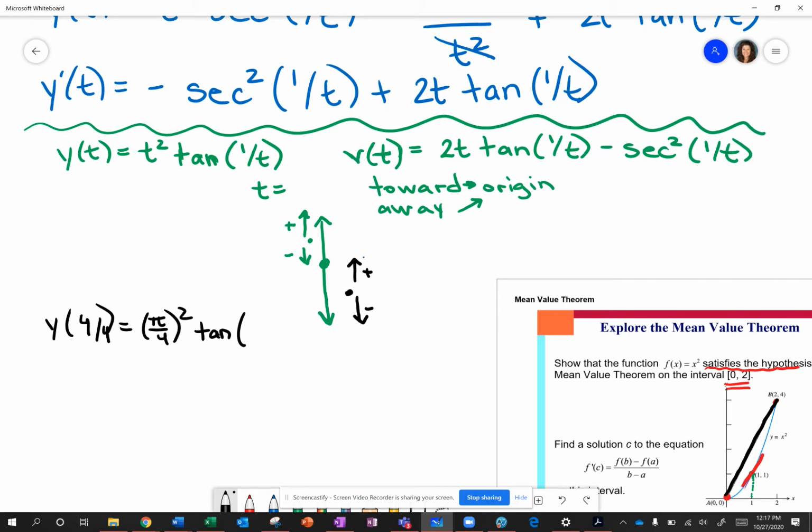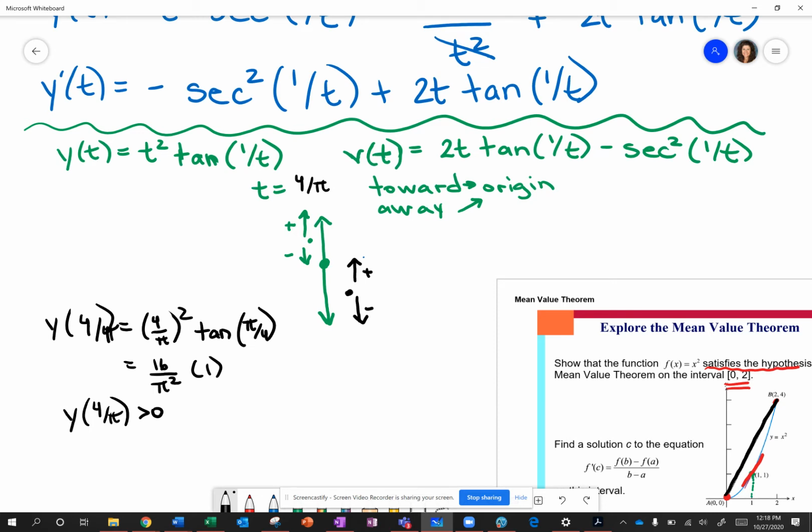4 over pi. Did I catch all of those? Okay, here we go. So it'd be 1 over 4 over pi, which ends up being pi over 4. If I evaluate this, I get 16 over pi squared, which is a positive number, and tangent of pi fourth is 1. So we can see that y of 4 over pi is greater than 0. So we're located above the origin.